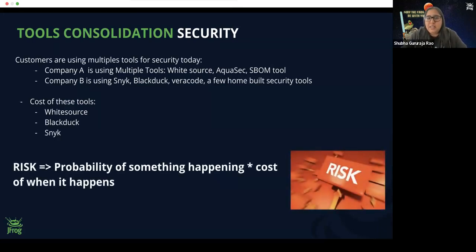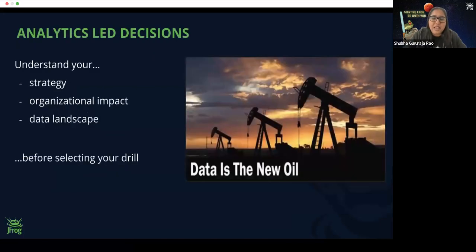But the problem here is everyone in security, they are risk averse, right? But the thing is, the probability of something happening times the cost of when it happens, this is where risk is. So folks in the security arena are like, you know what, I'm very conservative. I don't know if I actually want to consolidate this. So this is where you'll have to sit down and look to understand how to consolidate stuff, right?